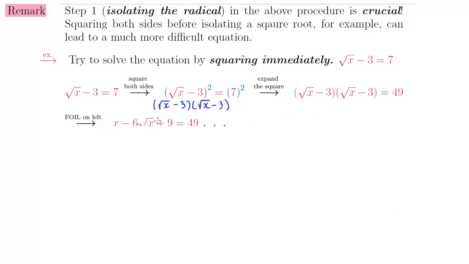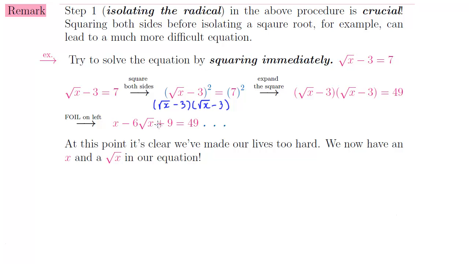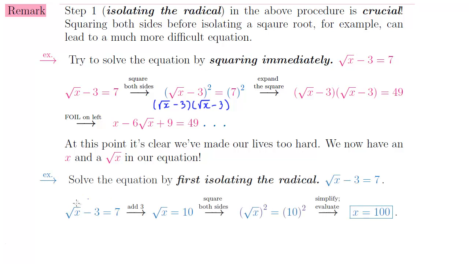And now, after you FOIL this, you have x minus 6 root x plus 9. You have an x and a root x in your equation. You just made your life way too hard. Let's go back to the beginning and isolate the root first.